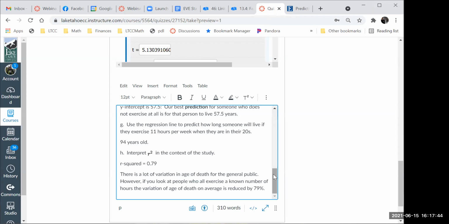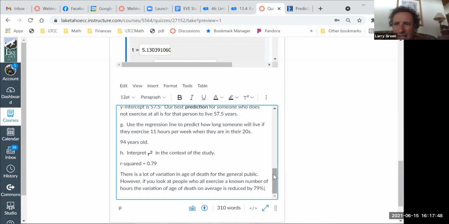On Thursday. Yeah, last quiz will be Thursday. So can you say the lifespan increases by 79%? That would not be right. So the lifespan does not increase by 79%. It's the variation in lifespan that is decreased by 79%. It's not the same thing as the lifespan increasing by 79%.